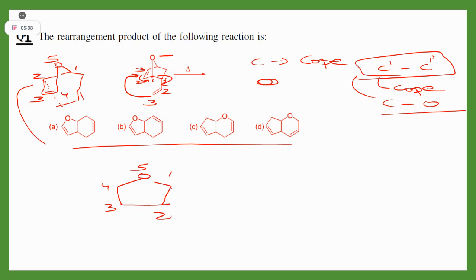Now check the attachment. See, at carbon number one CH2 is there, then double bond, and at carbon number 4 nothing is there but one double bond is between carbon number 3 and 4. Now carbon number 1 is connected to like this. So directly we got this product. So which option is this? Option number A. Yes or no?